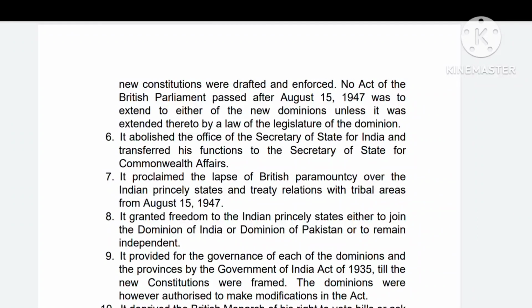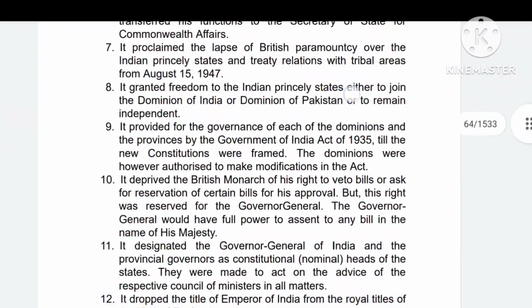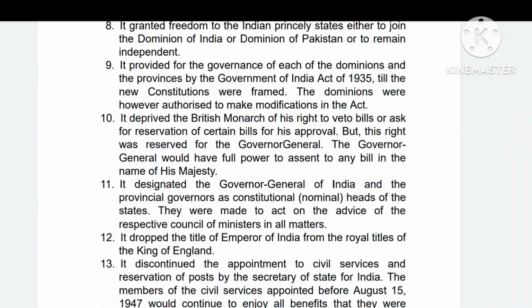Number 9. It provided for the governance of each of the Dominions and the provinces by the Government of India Act of 1935 till the new constitutions were framed. The Dominions were, however, authorized to make modifications in the Act.